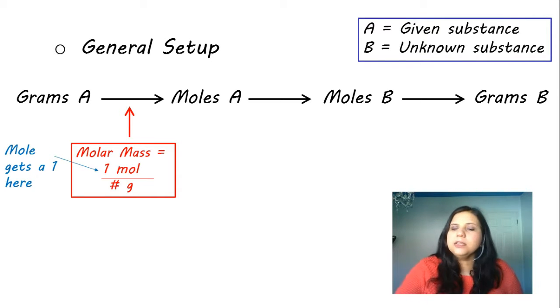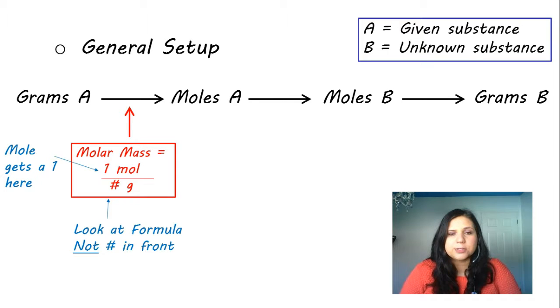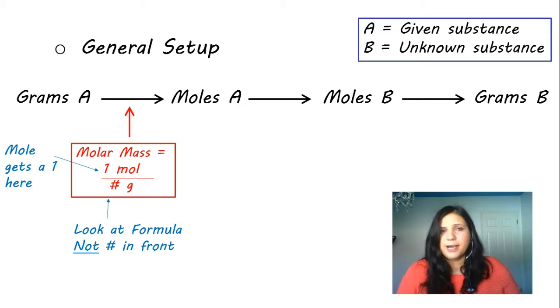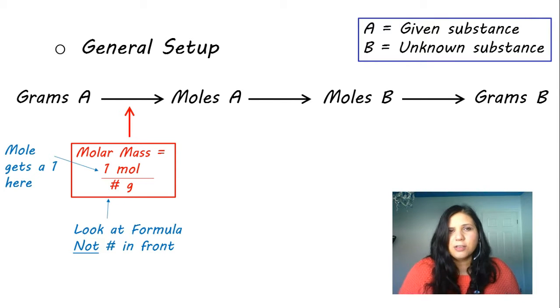Then the other thing we need to know is that the number of grams are coming from the formula. So we look at the formula, we add up however many sodium atoms or calcium atoms, hydrogen, we look that up in the periodic table, add them all up. It has nothing to do with the number that's in front of the given. It has nothing to do with the balanced equation. It's just simply from the formula.